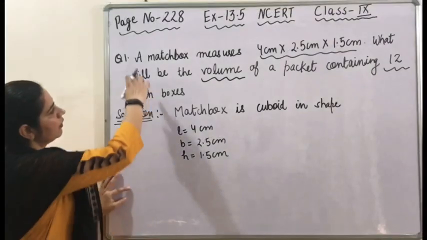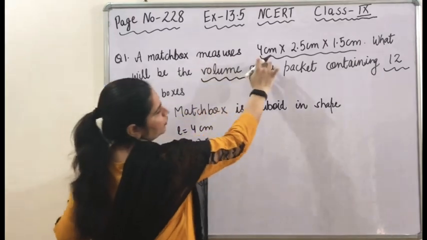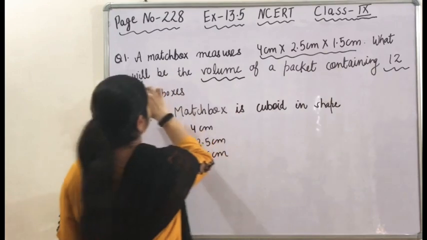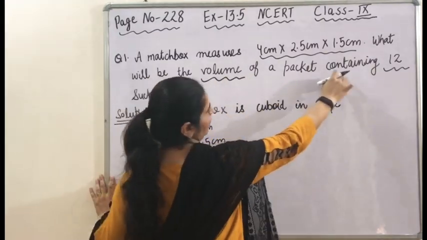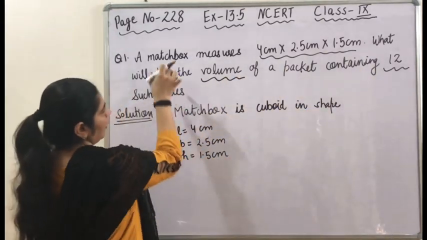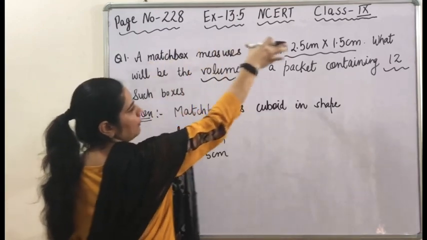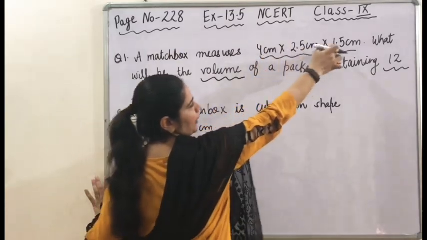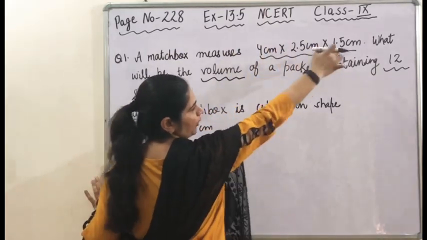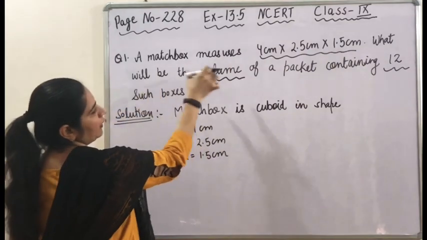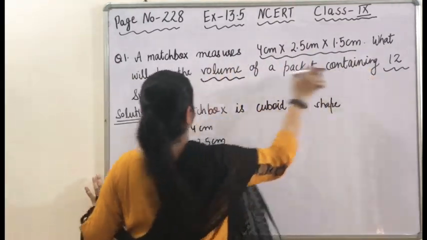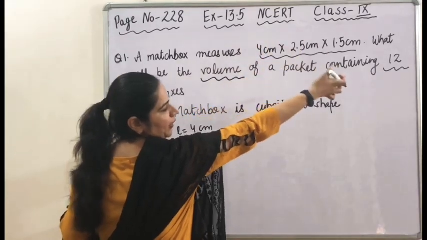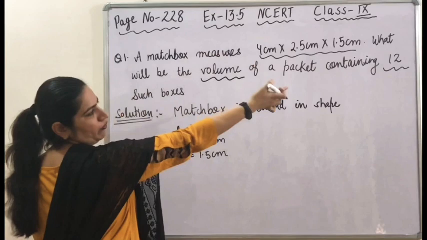Question number 1. A matchbox measures 4 cm into 2.5 cm into 1.5 cm. What will be the volume of a packet containing 12 such boxes? Here a matchbox is given whose dimensions are given. This matchbox is cuboid in shape because L, B, H, all the three are different. We have to find the volume of 12 such boxes. So we will find the volume of one box and then multiply it by 12, which will be the volume of 12 such boxes.